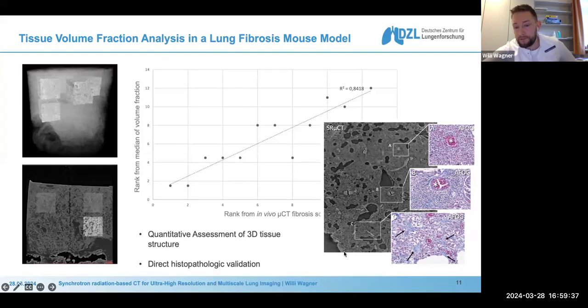lung. That's the lung surface here. And in the periphery of the lung, fibrotic foci are contributing to the increase in tissue volume fraction.